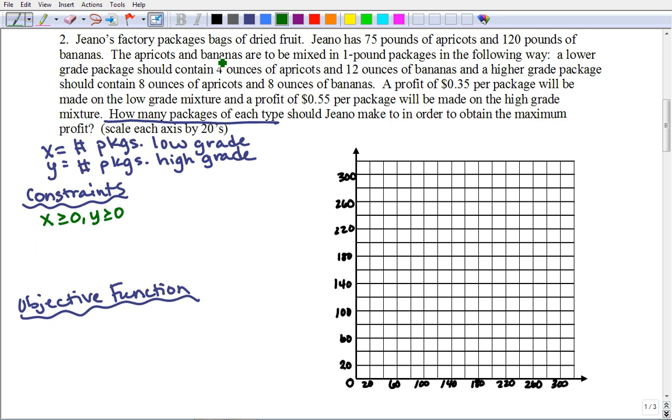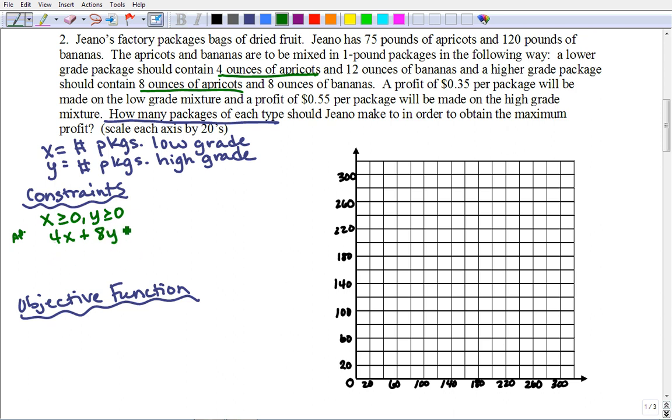Okay, and remember, whenever it gets a little bit overwhelming like this, you're usually grouping it by category. So notice we have information about apricots. So we have 75 pounds of apricots and 120 pounds of bananas. So that's what we're starting out with. So first of all, let's take a look at just the information about the apricots. Okay, so we know that we use 4 ounces of apricots in each of the low grade packages, so 4x plus, in the higher grade package, we use 8 ounces of apricots, so 8y.